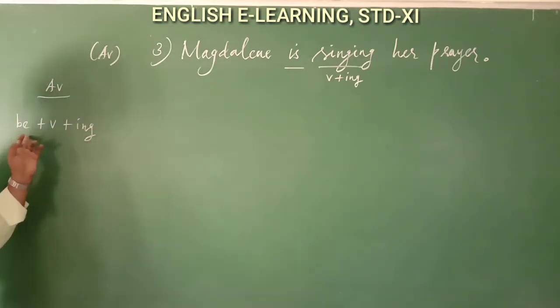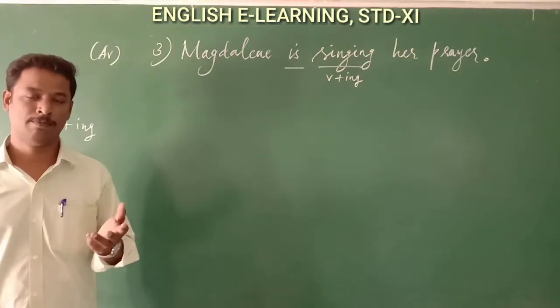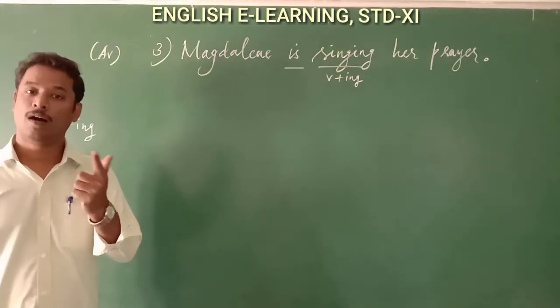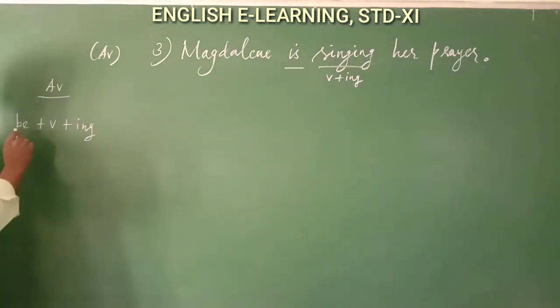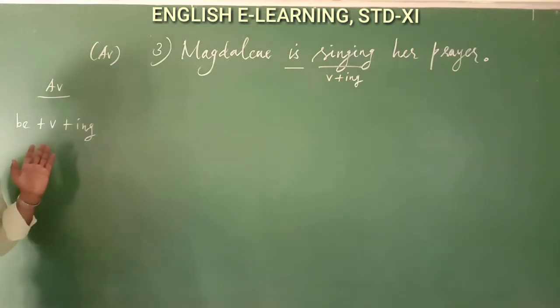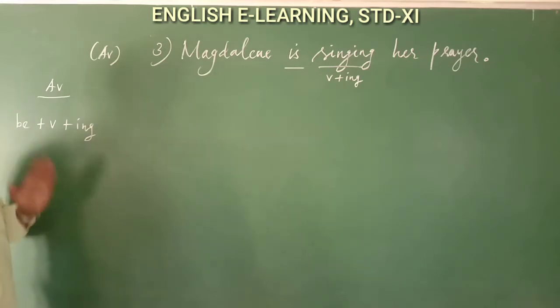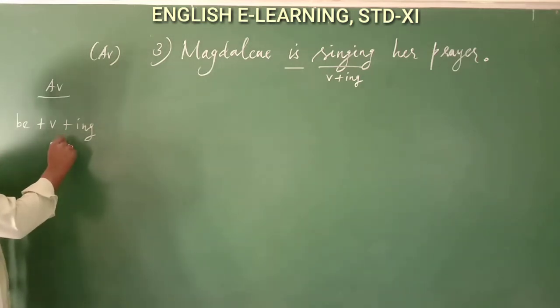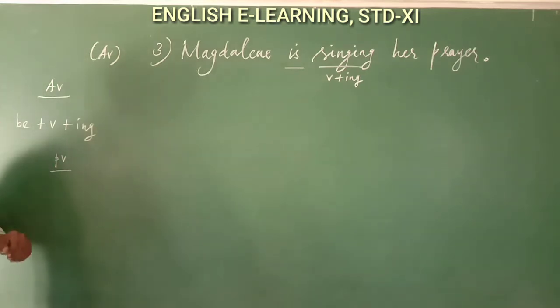In this case, be verb, you can have 5 be verbs: am, is, are, was, were. Okay, right. So among those be verbs, we can have any one of be verbs. So be verb plus verb plus ing. It is in the rule of progressive case. Right. What will be the rule for passive construction?